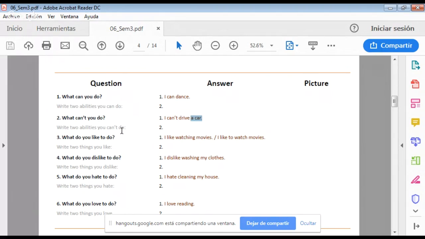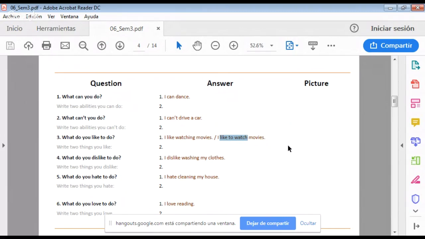¿Ok? La siguiente. What do you like to do? I like watching or I like to watch movies. Fíjense aquí cómo pueden ser 2 patrones los que se pueden seguir. Uno que sea con ing y otro que sea con infinitivo. ¿Cuál es el infinitivo? To watch, por ejemplo, ¿no? Entonces, pueden decir I like to watch or I like watching. Ambos tienen el mismo significado, los pueden utilizar.